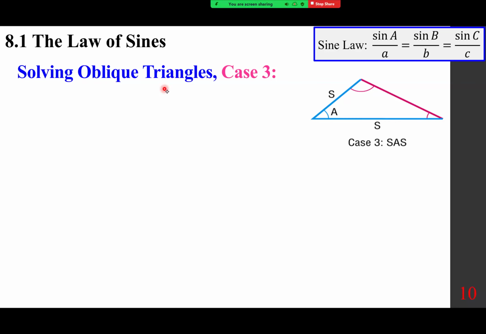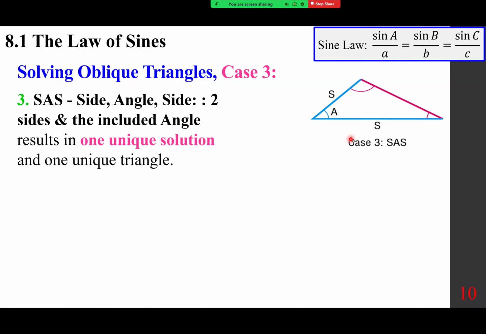Solving oblique triangle case number 3, SAS. SAS, side, angle, side: two sides and the included angle, meaning the angle in between, results in one unique solution and one unique triangle.